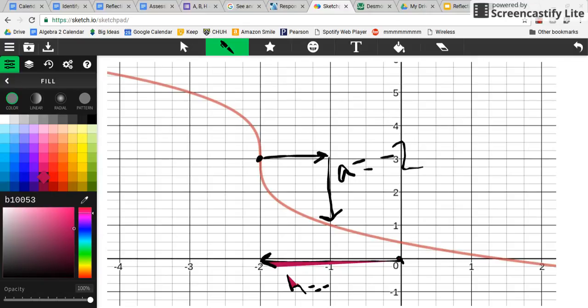If I could write this. And then my K value, it looks like it moved up 3 units. So my K value, if we can make this look like a K, that's a K, trust me, is +3. So that means that my graph reflected over the x-axis, vertically stretched by a factor of 2, shifted 2 units to the left, and shifted 3 units up.